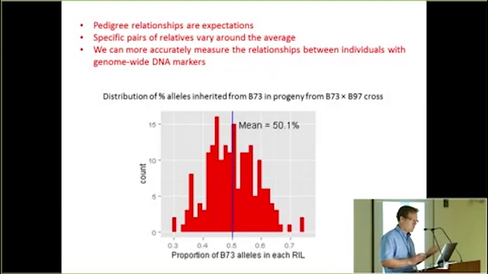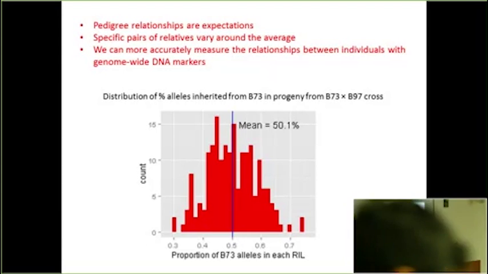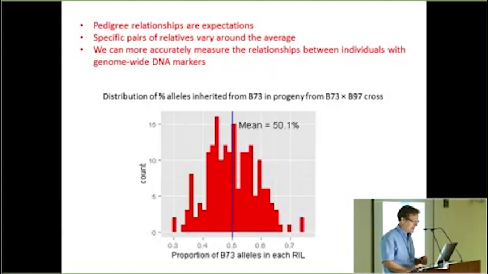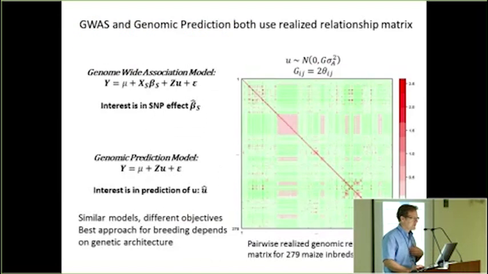There's a million examples of this. I just took the marker data from one of these biparental families from the nested association mapping population, and I asked for each line what proportion of the alleles came from B73, which is one of the parents. And we expect it should be 0.5 based on pedigree. And the mean is 50.1%. Fisher was right, amazingly, without any marker data. But there's this huge variation around that. And it's this variability around those expectations where the realized genomic relationships and genome-wide markers become really powerful.